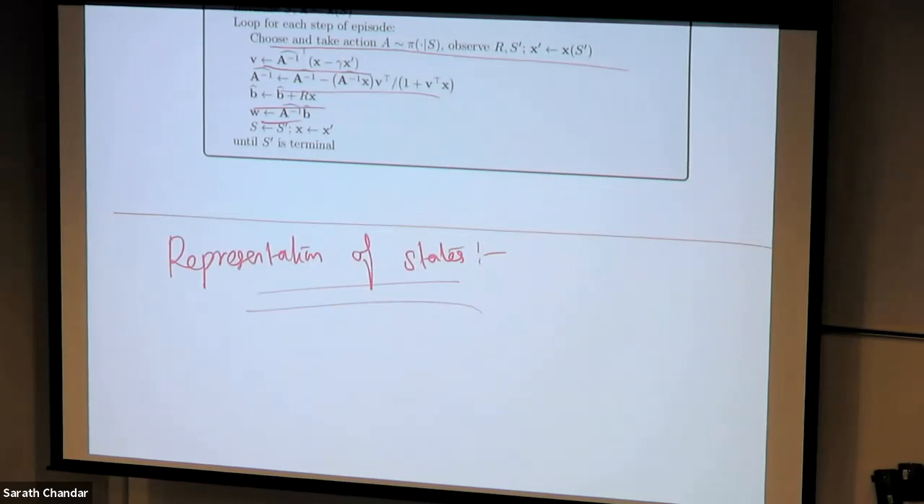Okay. Now, given a representation of the state, we know how to do function approximation. So that part is done. Now let's talk about representation of states themselves. As I mentioned before, depending on what problem you are interested in, you're going to construct different state representations. This is the place where you can add your prior knowledge.